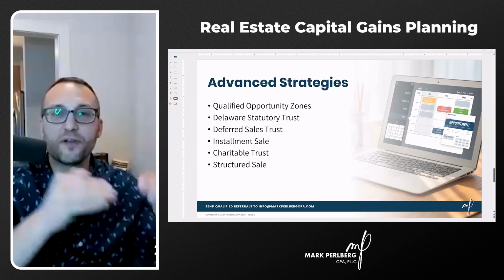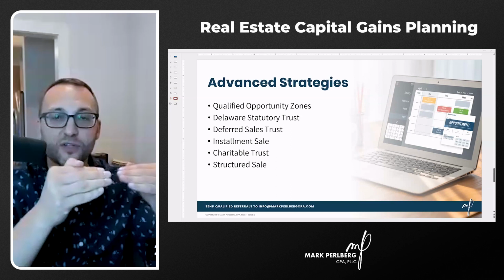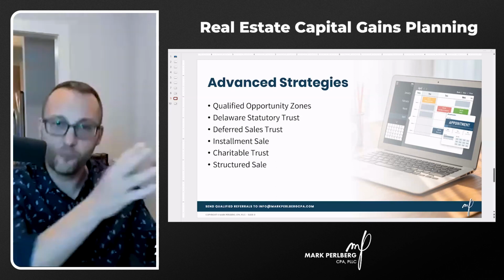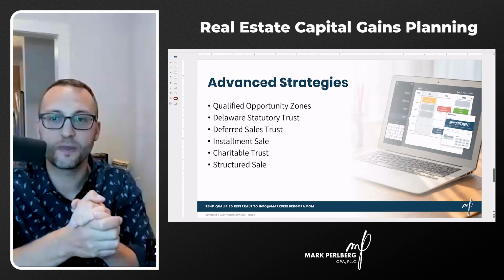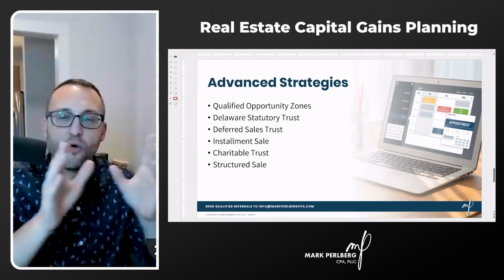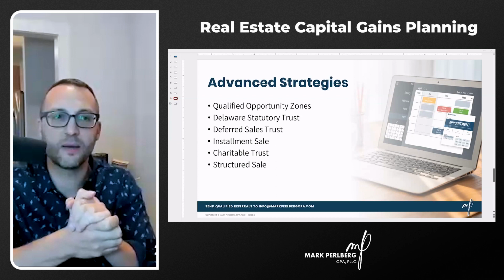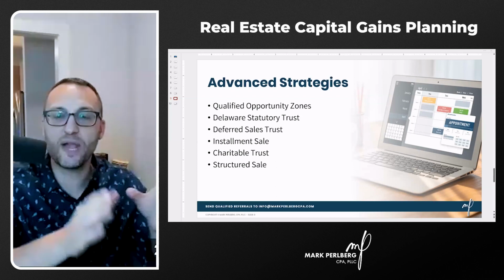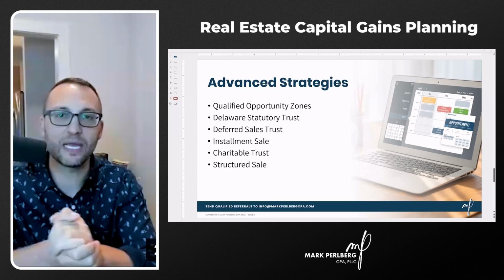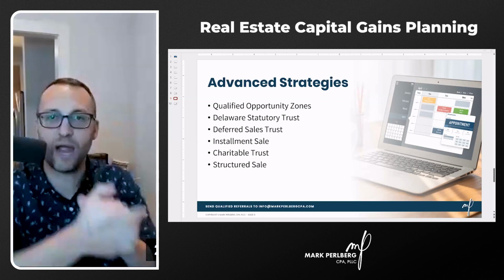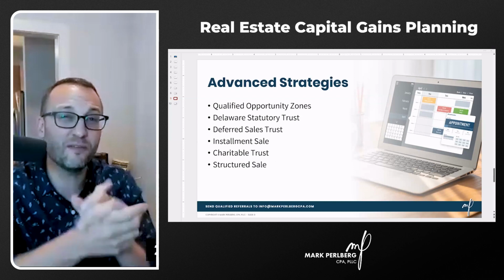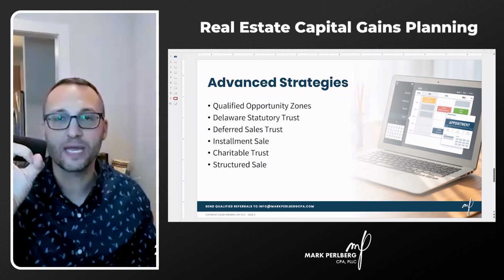We have the different marginal brackets for the long-term capital gains. So if we spread out the capital gains event with an installment sale, where we're selling it over time to the buyer, we're going to spread out the recognition of that capital gains. And it's going to prevent you from jumping into the higher capital gains bracket. In fact, we may find that you are in a $0 capital gains bracket.